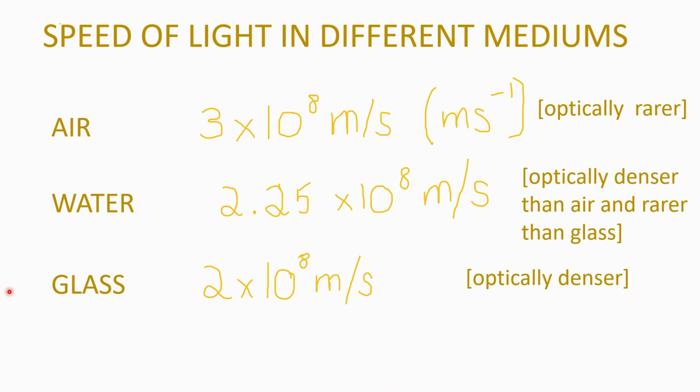Now if you look at water, water has more speed than glass, and the speed of light in water is less than in air. So water becomes optically denser than air and optically rarer than glass. So we can summarize that when the speed of light is more in a medium, it becomes optically rarer, and when the speed of light becomes less, it becomes optically denser. I hope this is clear.